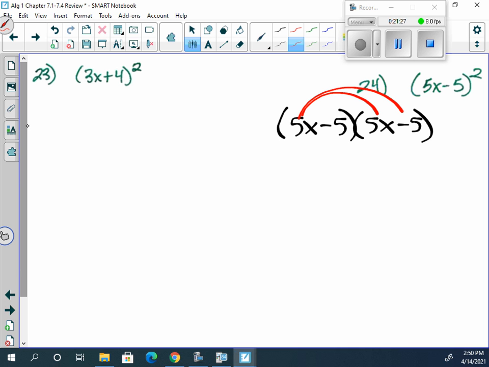And then we can do the same steps that we've done before. So we'd have 5x times 5x. Our 5 times 5 would give us 25. X times x would give us x squared. So 5x times 5x would be 25x squared. Now 5x times negative 5, well 5 times negative 5 is 25, and we would still have our x.